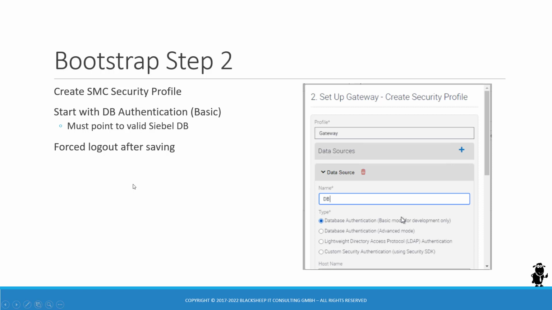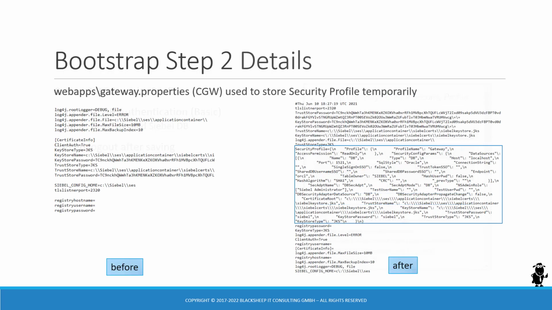Once you set this up successfully, the database authentication will be validated, and you will be forced to log out. Actually, the SMC will log you out, and you will be forced to log in. As a result of this step, the whole security profile that you entered is stored temporarily in a file called gateway.properties on the Cloud Gateway machine. It's just a temporary storage because we do not have a zookeeper right now.